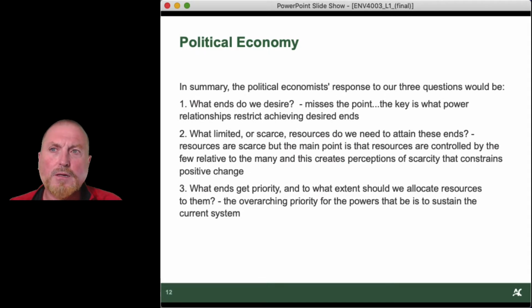But first, in summary, the political economist's response to our three questions would be: what ends do we desire? It misses the point, they say. The key is what power relationships restrict achieving desired ends. We're looking at those power relationships between government, the state, and the economy. What limited or scarce resources do we need to attain these ends? Resources are scarce, but the main point is that resources are controlled by few relative to the many, and this creates perceptions of scarcity that constrain positive change.